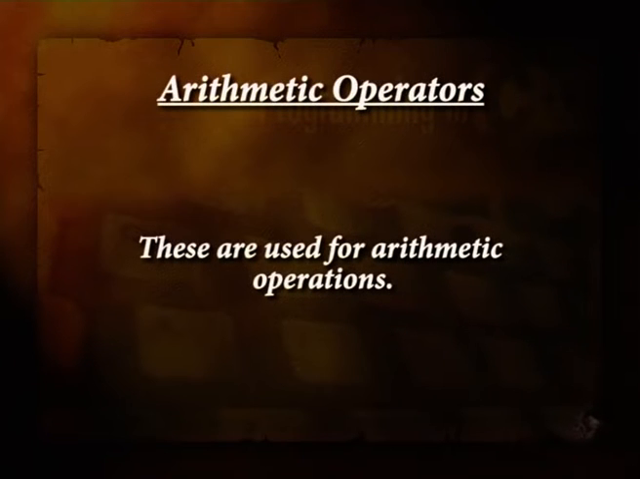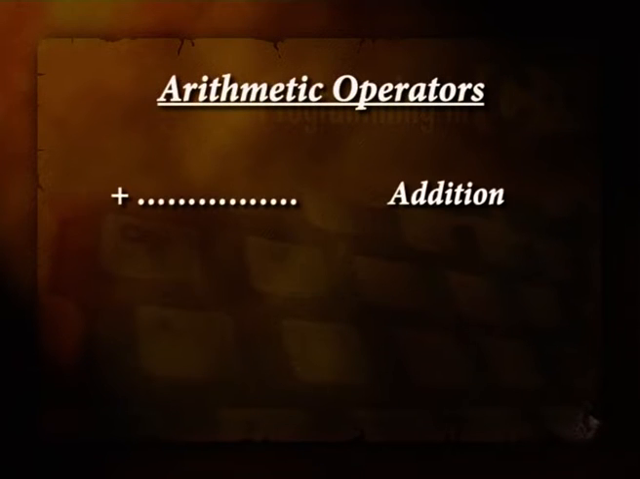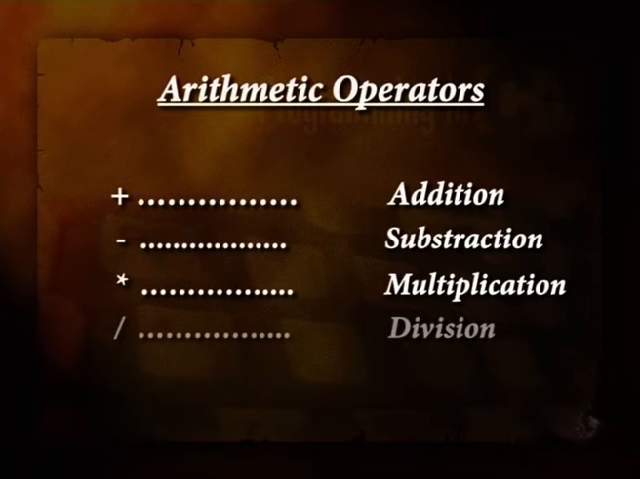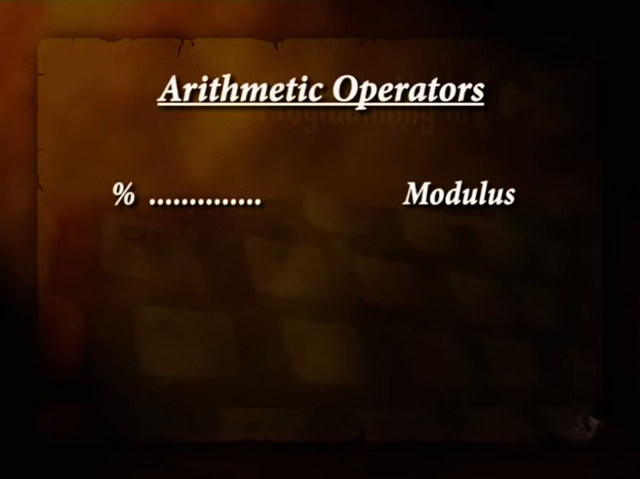Arithmetic operators. These are used for arithmetic operations. For example, if we want to add two numbers, then the addition operator will be used, that is, the plus sign. Similarly, subtraction, that is the minus operator, is used to subtract two numbers. Multiplication, that is star, and division, that is the slash operator, are used to multiply and divide two numbers. Modulus, that is the percentage operator, is used to find the remainder of two numbers, like 6 % 3 equal to 0, which means that if 6 is divided by 3, the remainder will be 0.